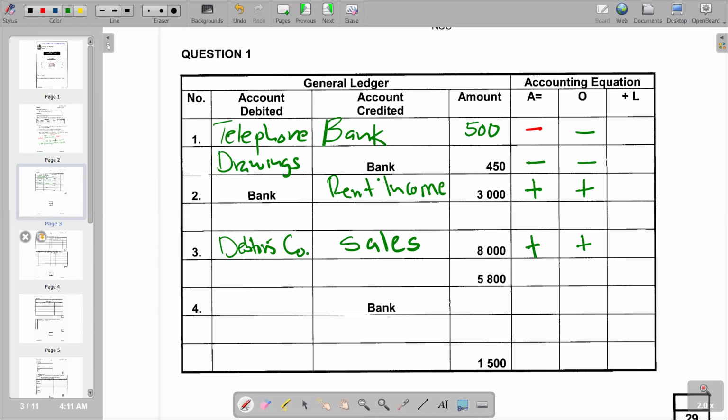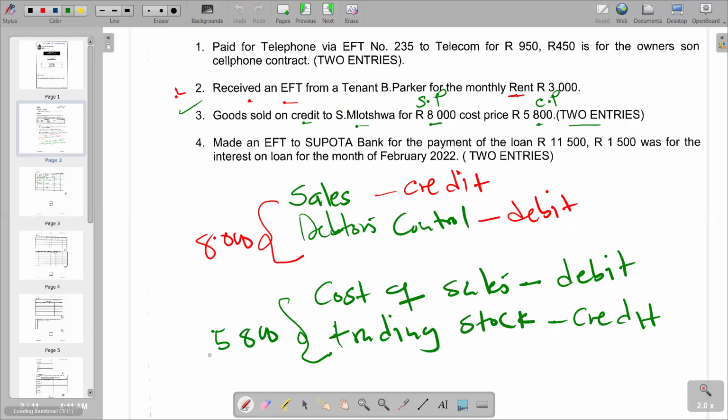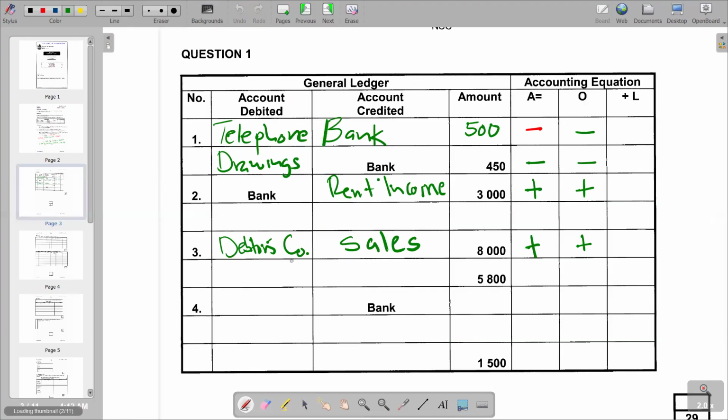So remember, we also have the cost price double entry, whereby we're going to debit cost of sales and credit trading stock. So basically, we are debiting our cost of sales, and then we credit our trading stock.